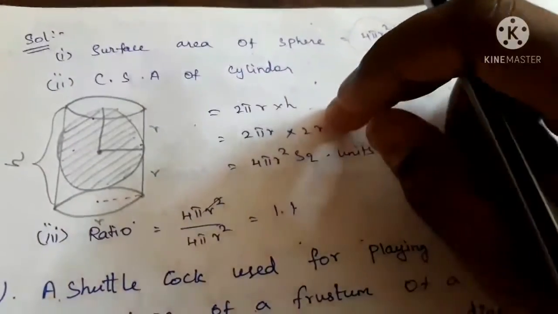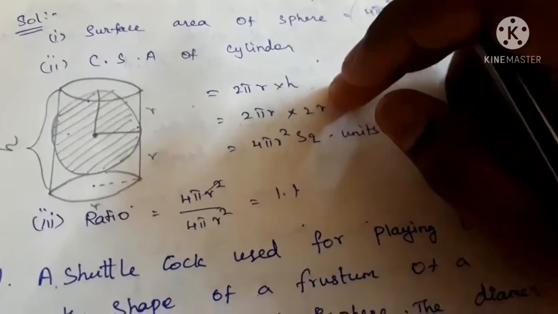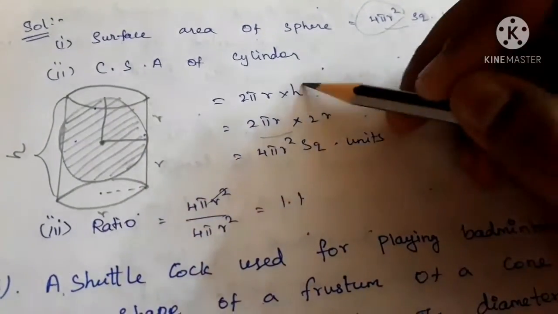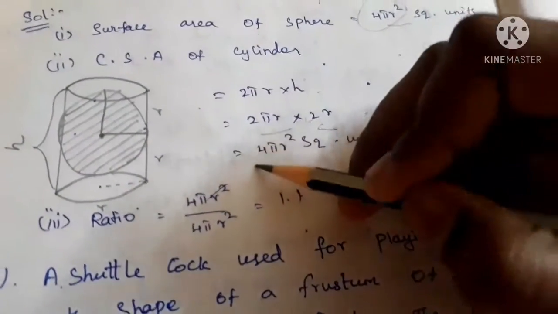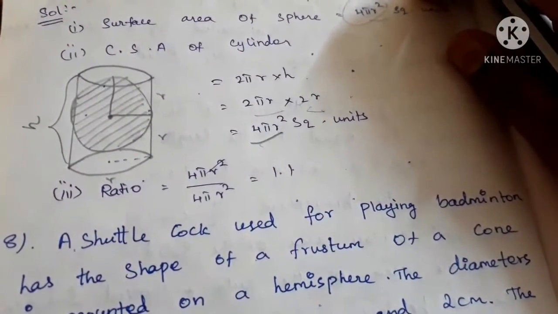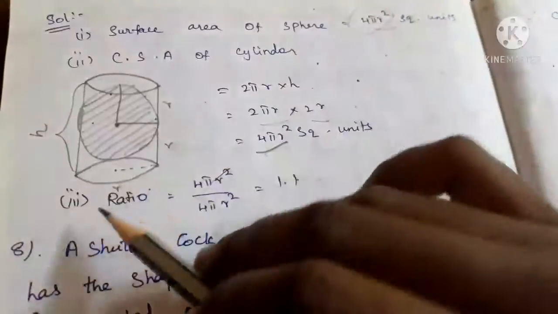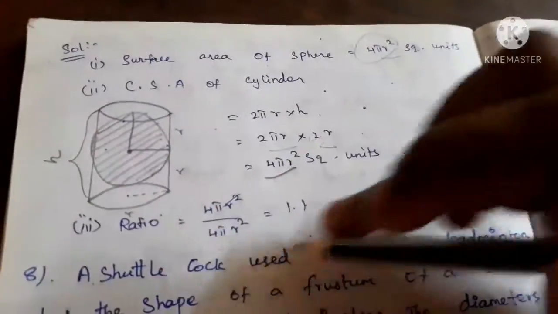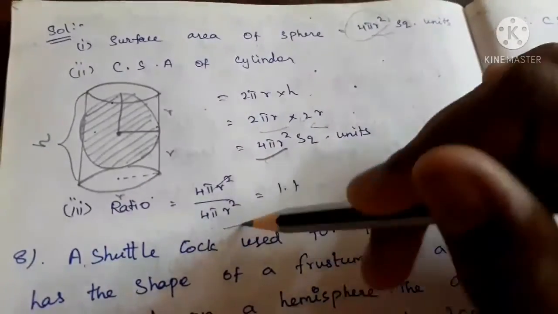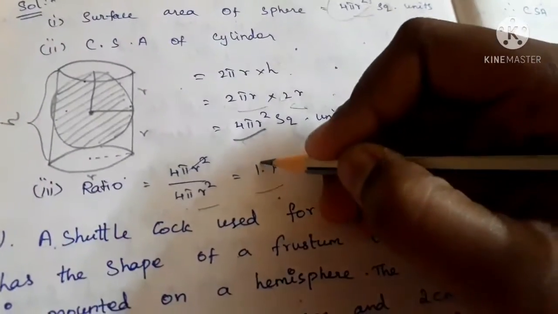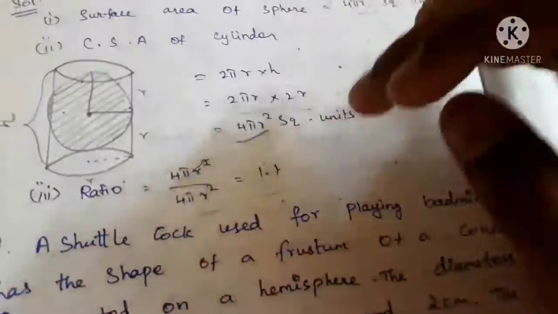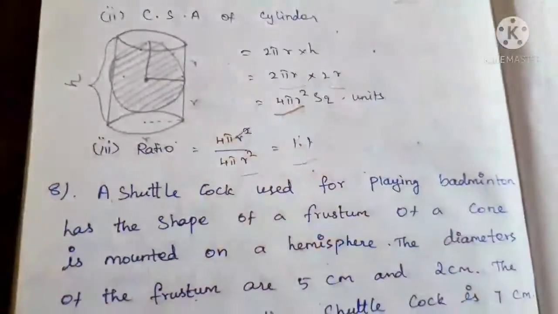CSA of the cylinder is nothing but 2 pi r into h. You already know the formula. So 2 pi r into h, where h is nothing but 2r. So when you do that, you will get 4 pi r square. Okay. So then we have to prove that these two are same. Ratio is nothing but 4 pi r square by 4 pi r square. You will get 1:1 as ratio, because both are same.